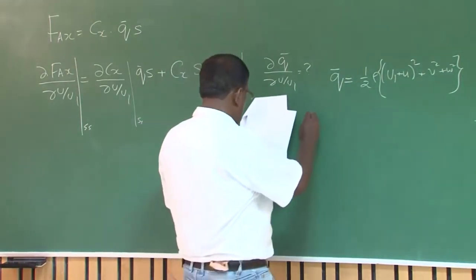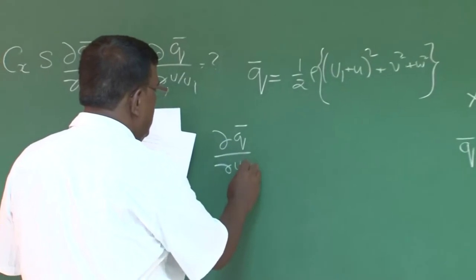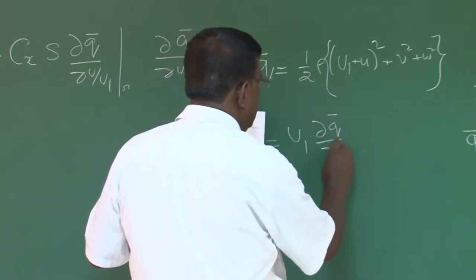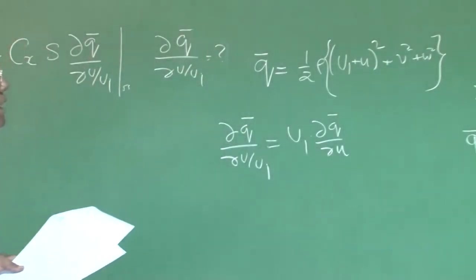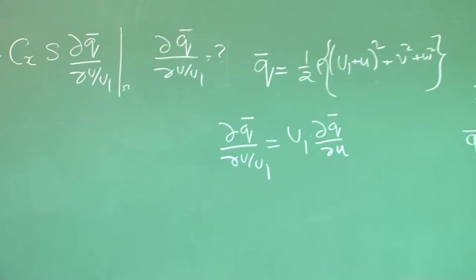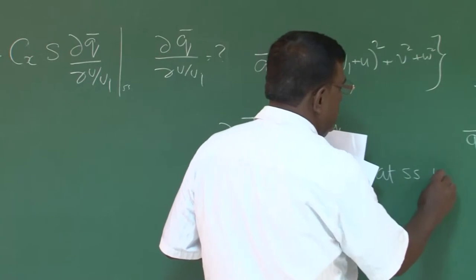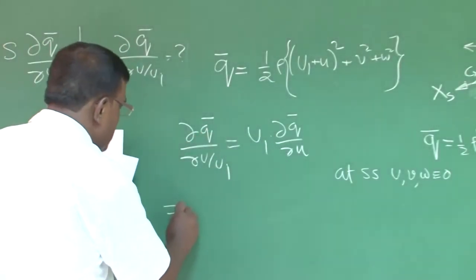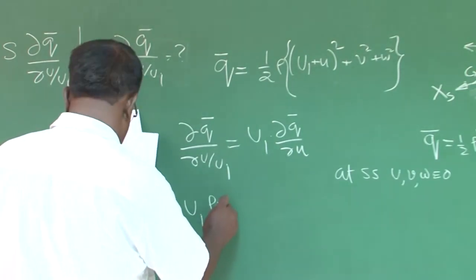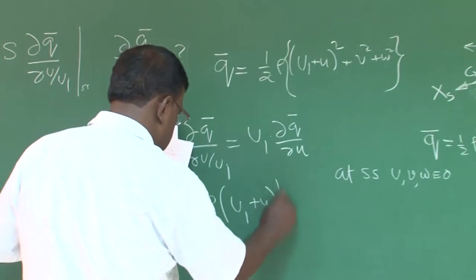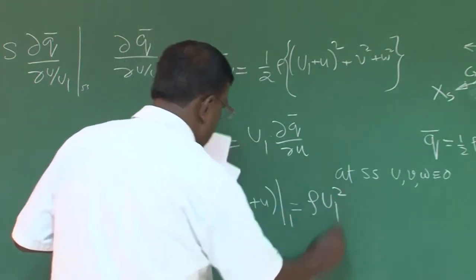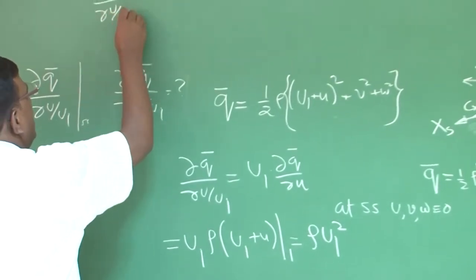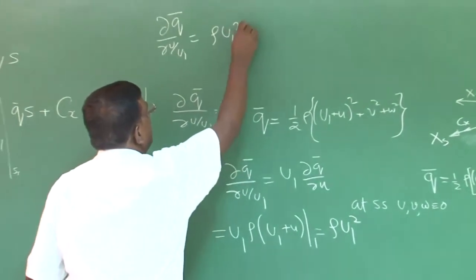So if I write dq bar/d(u/u1), I will write it as u1, which is constant, times dq bar/du, and I can differentiate this and put a condition that at steady state, u, v, w are all 0, isn't it? At steady state, u, v, w, all are 0. So I will take that differentiation with respect to u. So this will give me u1 into rho into (u1 plus u) at steady state, and that will be nothing but rho u1 square. So what did I get? I get dq bar/d(u/u1) is nothing but rho u1 square. As simple as that.